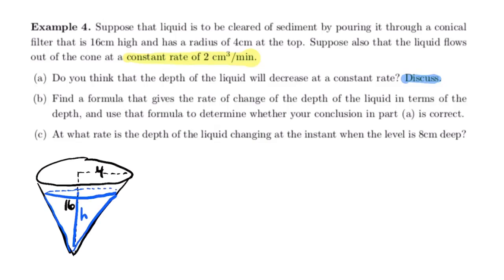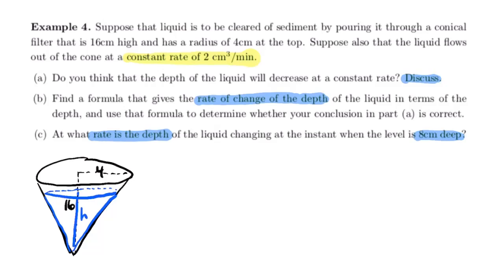All right, I'm going to move on to part B. Part B is the more traditional related rate question. It wants a formula for the rate of change of the depth. So there's a derivative statement, the rate of change of the depth in terms of the depth. And then we're going to use that formula to answer part A. And then part C really is like the previous related rate problems that we've been doing. It's asking, at what rate is the depth changing when it's 8 centimeters deep? All right, so I'm trying to consistently use the same color coding in these videos, highlighting the rates that we know in yellow, and the rates that we want in blue.